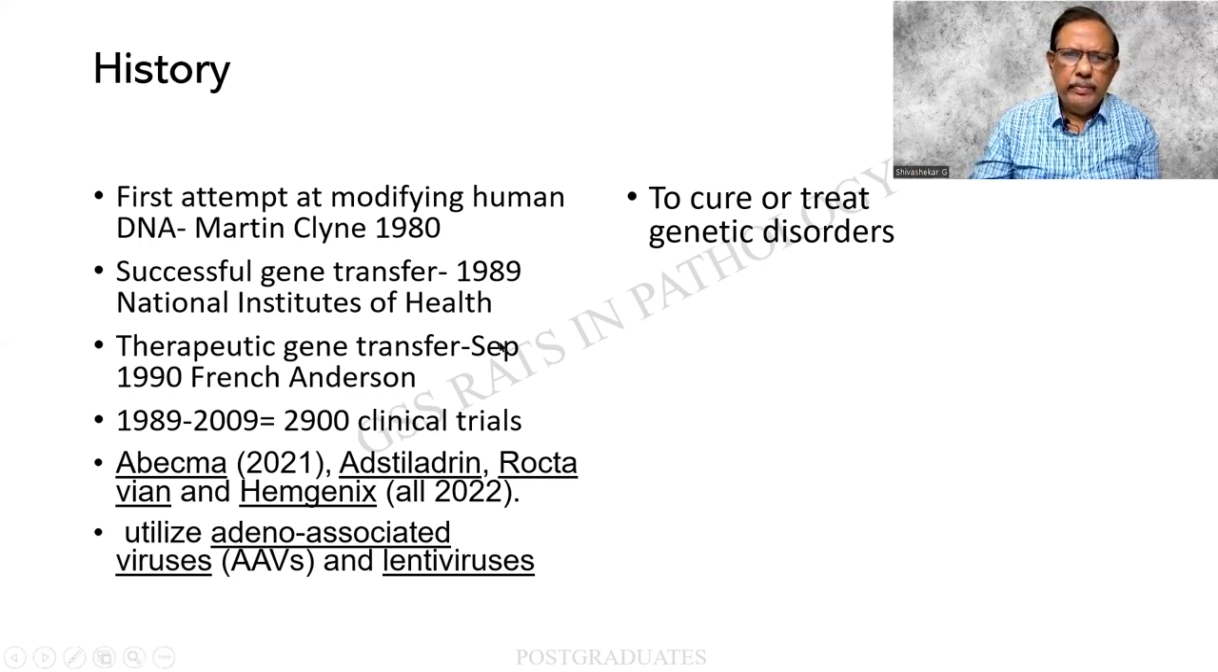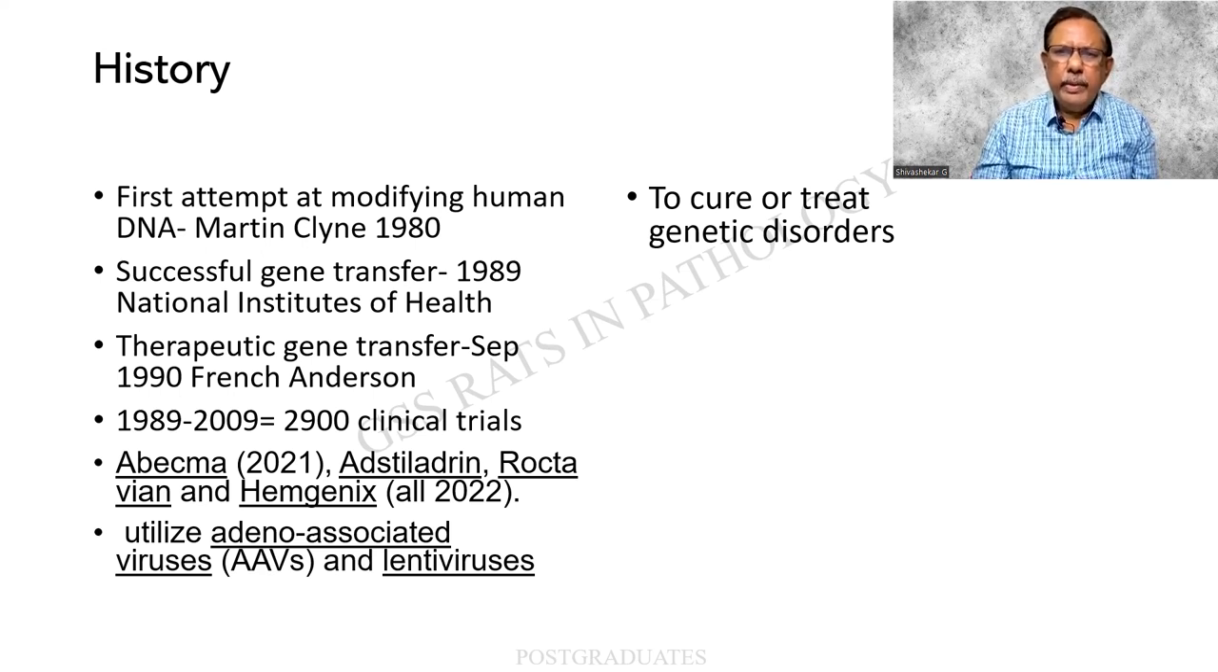Therapeutic gene transfer was done by French Anderson. And between these years, more than 2,900 clinical trials have been conducted. And these are certain other researches that have been mentioned. There are lots and lots of it. You can go to the net or to your journals. These are supposed to utilize the adeno-associated viruses, AAV, and lentiviruses.